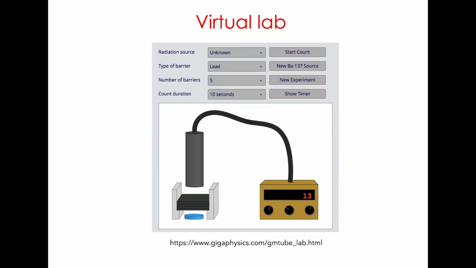This virtual lab is a great way to show the penetrating power of the 3 different types of radioactivity, especially if you don't have your own sources at school. And exploring it will really help students to appreciate the different properties of alpha, beta and gamma.